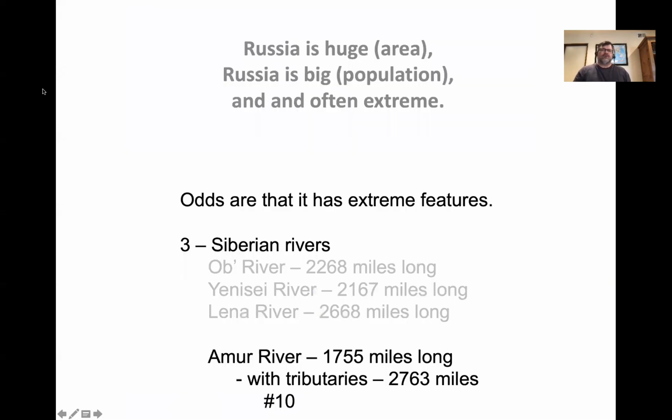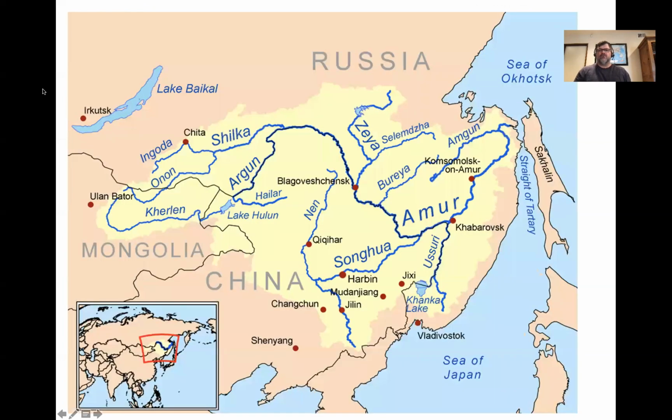Okay, the next one is the Amur River. And again, depends on whether we add tributaries or not. With tributaries, it is the 10th longest river system in the world. The Amur is complicated here because it is also partly the border between Russia and China. Okay, so some of these streams that connect to the Amur are coming from China. Some of the streams that connect to the Amur are coming from Russia.